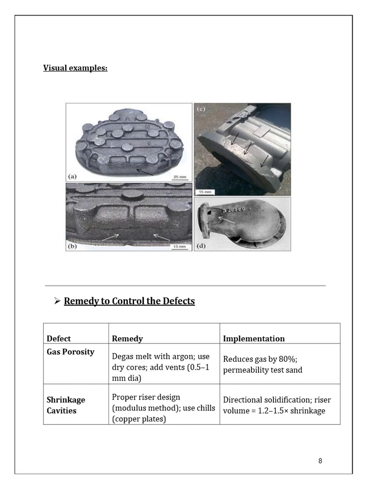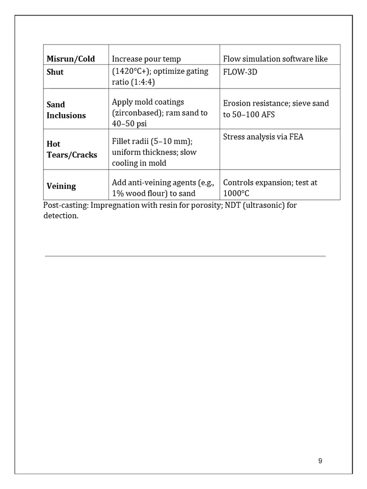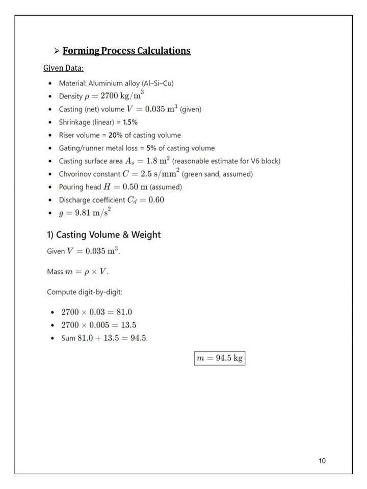For gas, proper implementation is 80% and direction of solidification. There is a factor of 1.2 to 1.3 for shrinkage, with some formulas. For cold shut, increase the pouring temperature. Sand inclusion has other causes and remediation. We can see that next.